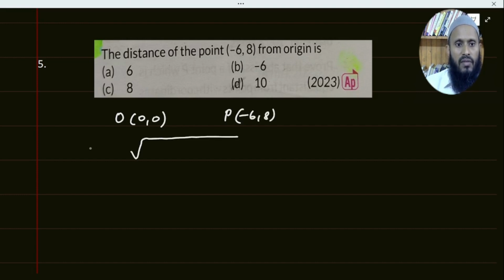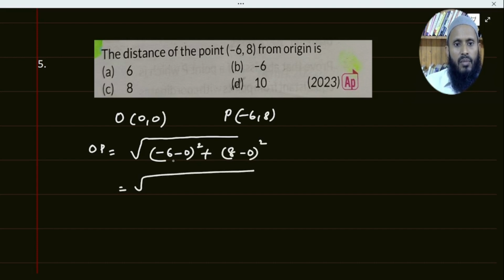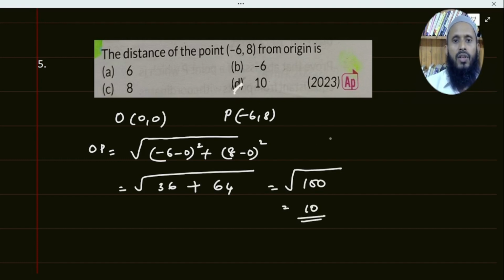So OP will be equal to square root of (minus 6 minus 0) whole square plus (8 minus 0) whole square. Now this is equal to square root of, minus 6 minus 0 is minus 6 only. Square of minus 6 is plus 36, plus 8 minus 0 is 8 itself. Square of 8 is 64. Now square root of 36 plus 64. 36 plus 64 is 100. Square root of 100 will be 10. So option D will be our correct answer. Okay, so hope it helps.